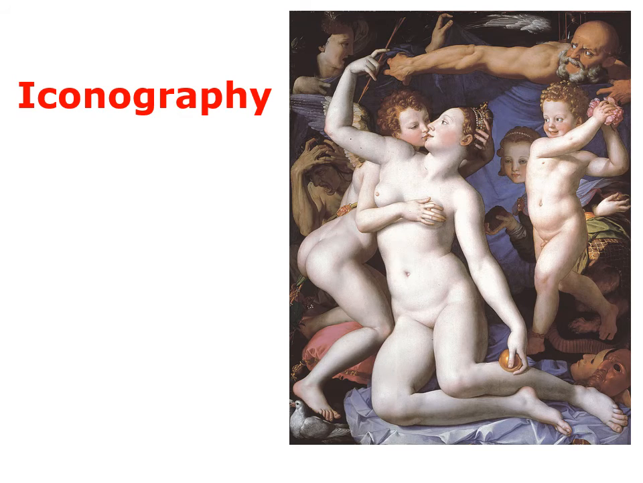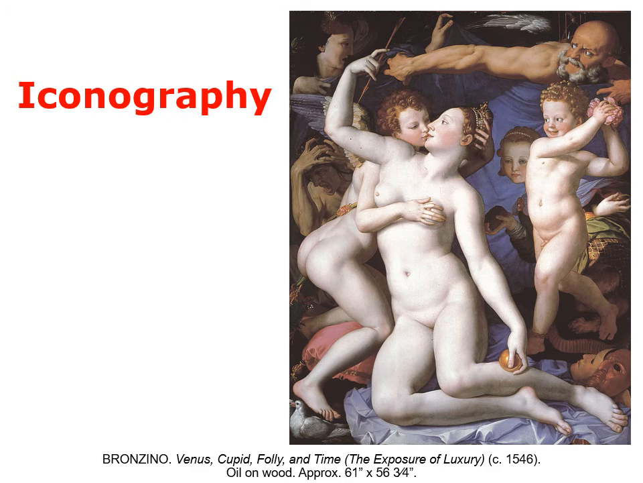So looking at the Bronzino, Venus, Cupid, Folly, Time, the exposure of luxury. How do we know this cast of characters in this painting? Who is Cupid? How do we know who Cupid is? Well, Cupid has the wings there. He has the quiver and the bow. Venus is kind of easy. Goddess of love, goddess of beauty.